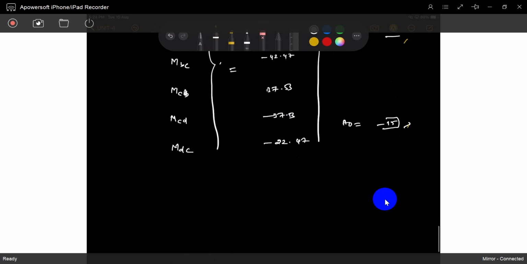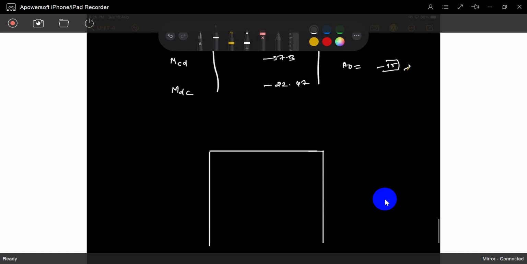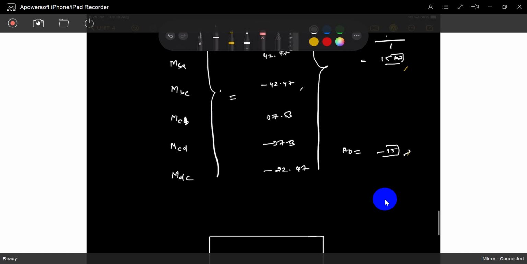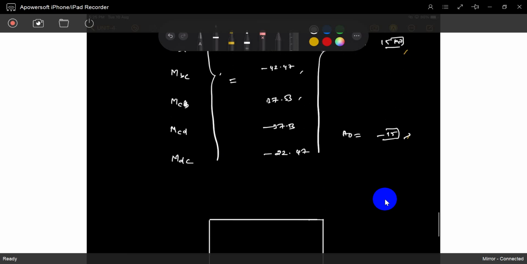So now you can draw the bending moment diagram. First I will draw the bending moment diagram for BC. See, BC is negative, anti-clockwise. CB is positive. So that means both are hogging. One is 37, another one is also 37. You can write it as 37.